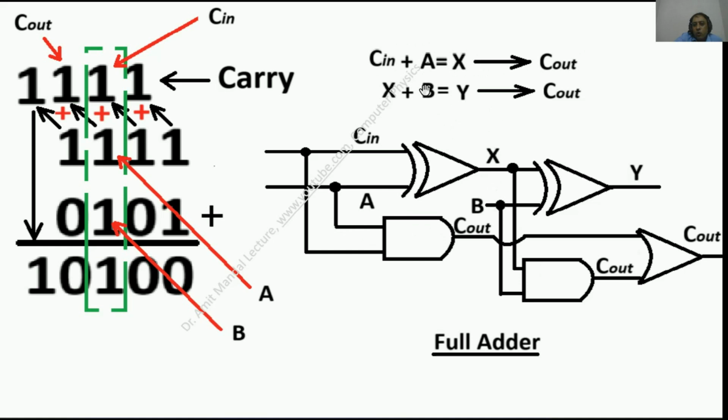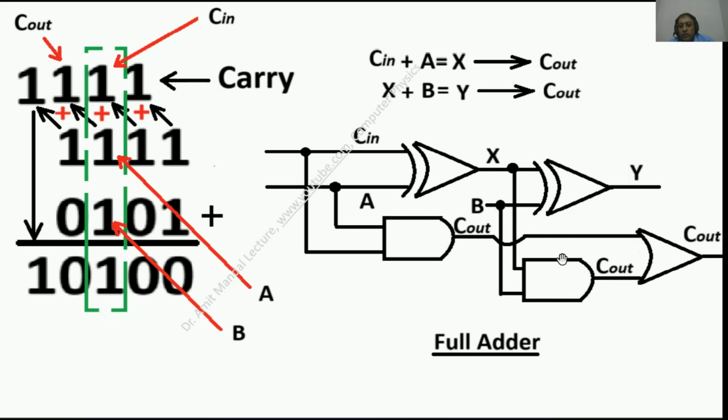Okay, similarly the output X is added to number B, so that is giving output Y. So one more XOR gate, whatever the output X is added to B, and this addition can also develop some carry. Okay, so the X and B are input to a two input AND gate, because when X and B are one, then only carry will be developed.